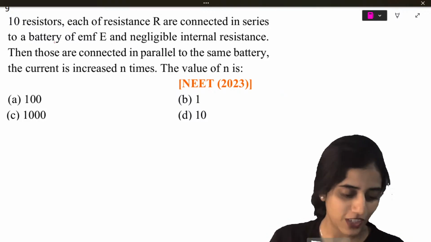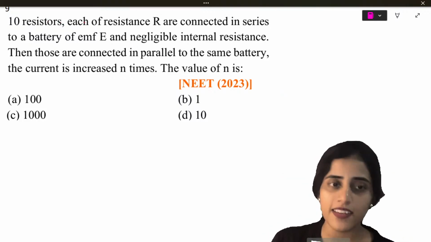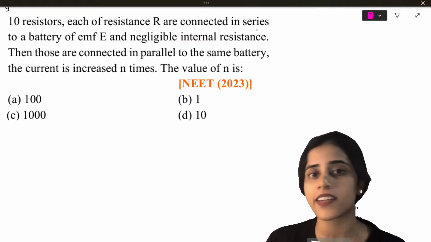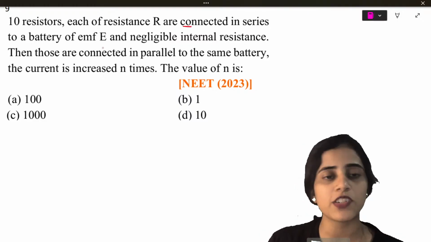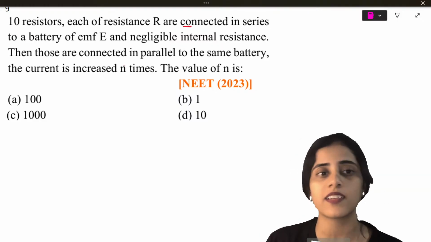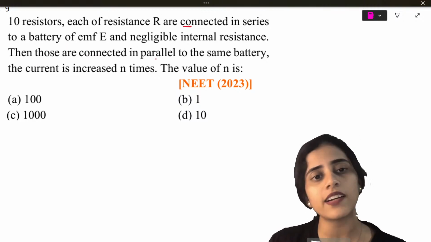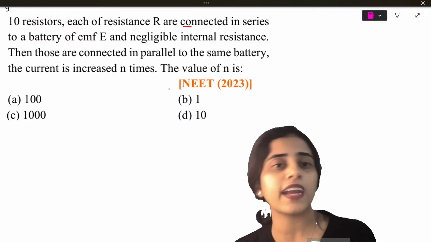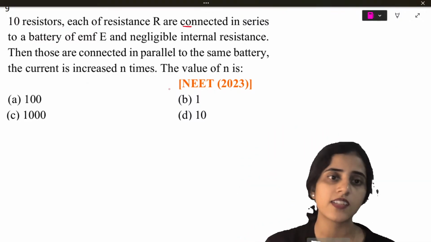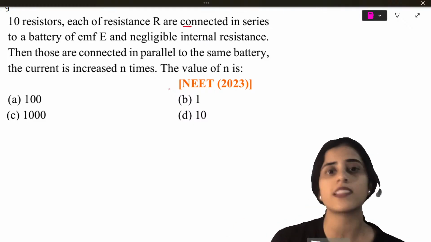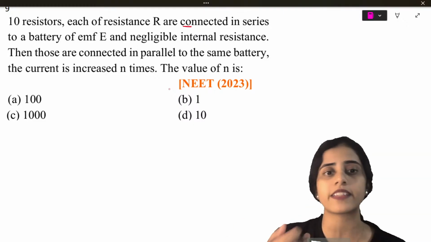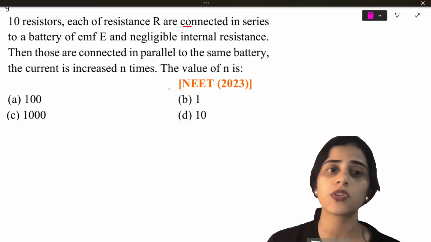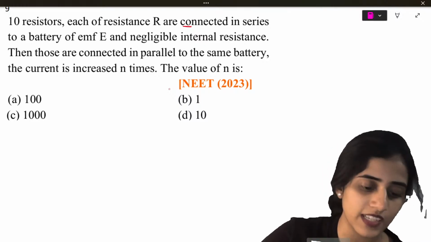Very good. Next question. 10 resistors, each of resistance R, are connected in series to a battery of EMF E and negligible internal resistance. Then those are connected in parallel to the same battery. The current is increased n times. Okay, so you have 10 resistors connected to a battery initially in series, and then these 10 resistors themselves are connected in parallel to the same battery. How the current varies is the question.